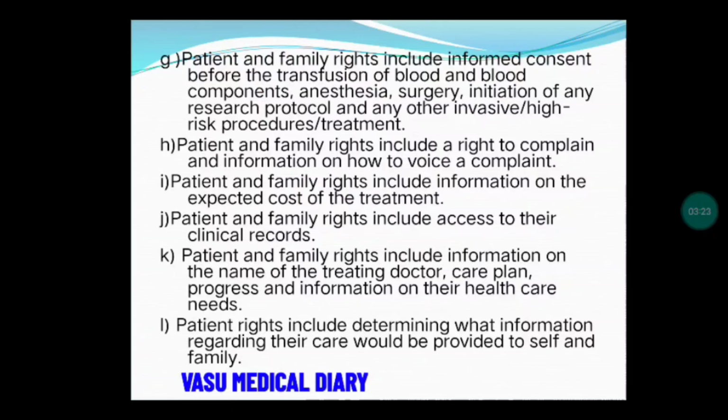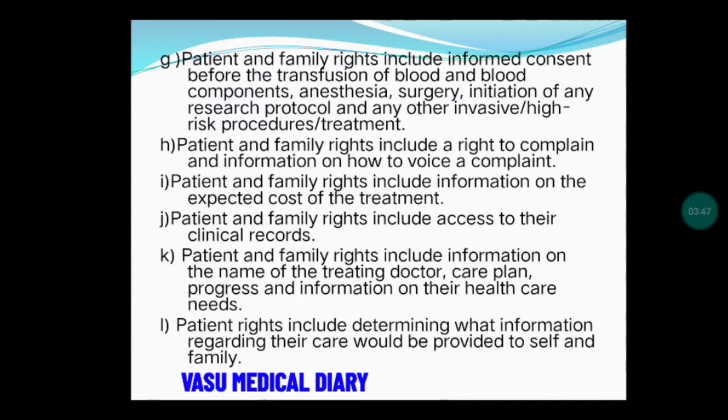Patient and family rights include a right to complain and information on how to voice a complaint. At admission itself, you have to tell the patient how to voice out their complaints and their concerns, where to raise them. All those things we have to inform the patient. Patient and family rights include information on the expected cost of the treatment. On admission itself, we have to give the estimated cost to the patient.